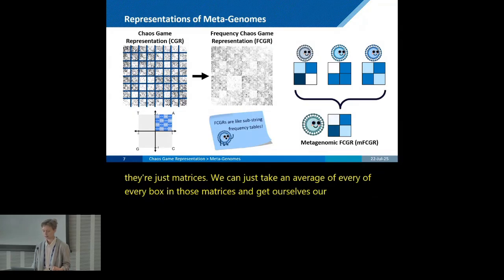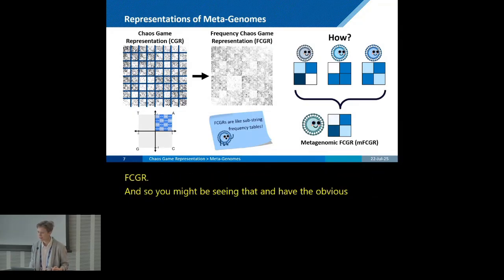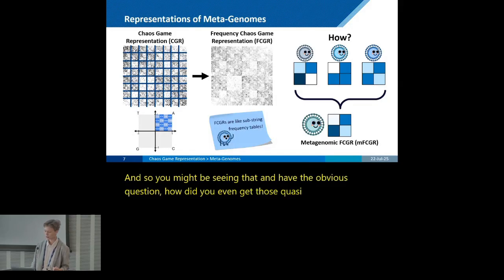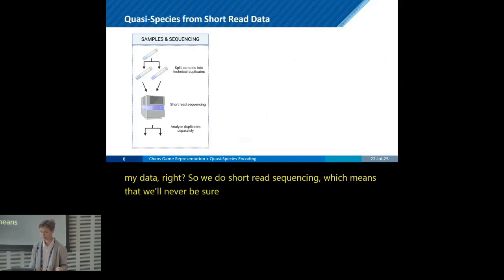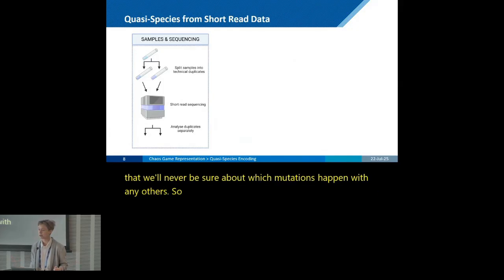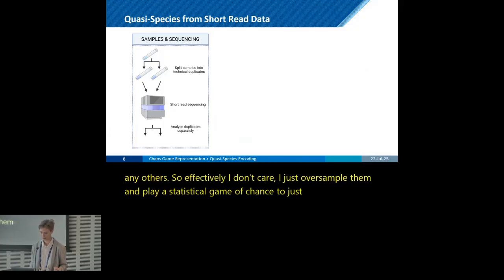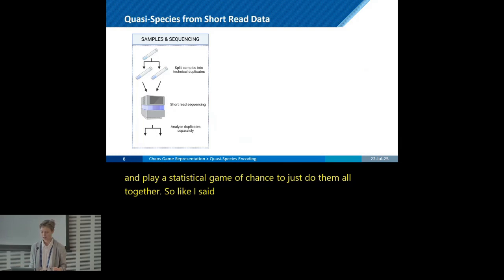And so you might be seeing that and have the obvious question, well, how did you even get those quasi-species FCGRs in the first place? And so now we get down to the nitty-gritty of my data, right? So we do short read sequencing, which means that we'll never be sure about which mutations happen with any others. So effectively, I don't care. I just oversample them and play a statistical game of chance to just do them all together. So like I said, we split everything into technical duplicates.